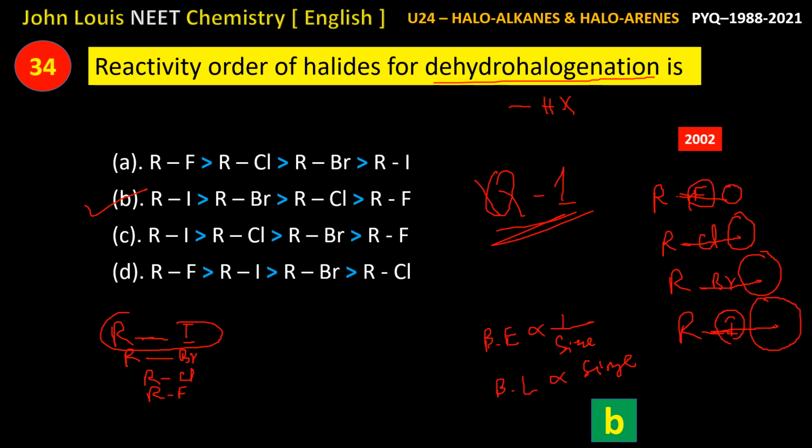But in question number 1, they would have asked a different way. So which is having bond enthalpy more? That will be the reverse of that. RF bond enthalpy will be more, because the energy required to break the bond will be more here, because that is stronger. Same question is asked in a different way.